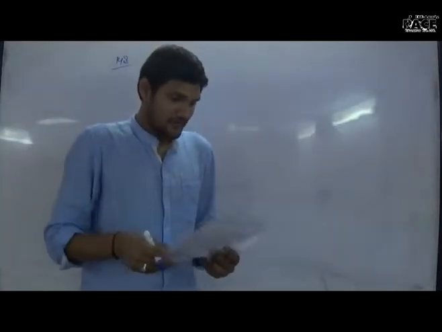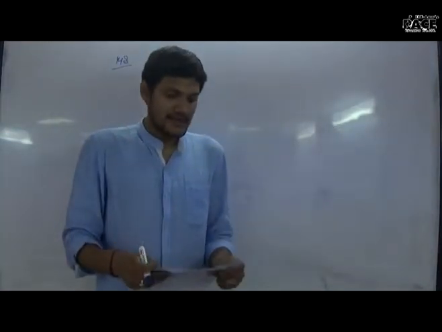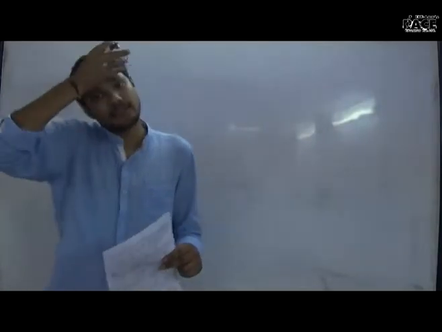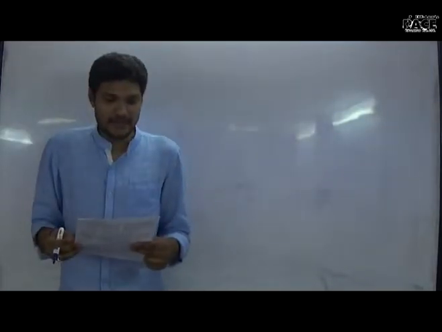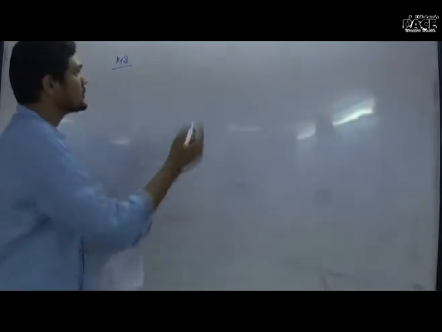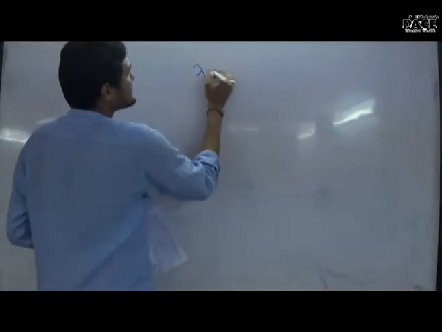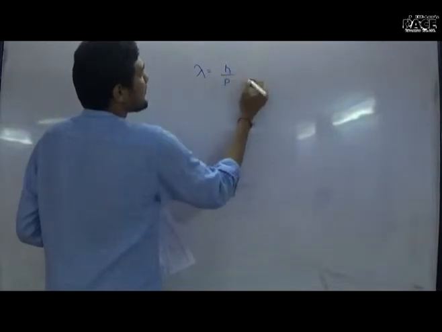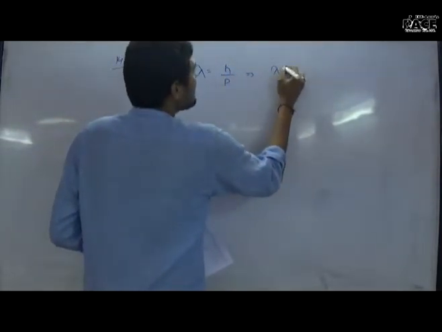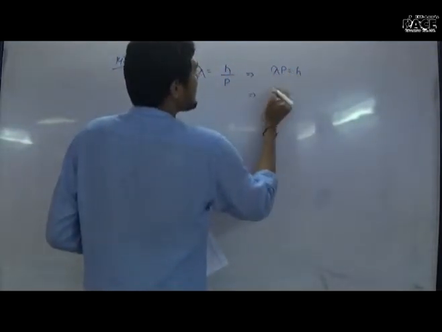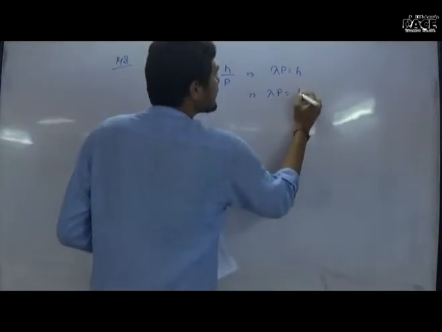For question number 148, there is a graph given between momentum and wavelength, basically momentum and de Broglie wavelength. De Broglie's relation, as we know, is lambda is equal to h upon p. So we can say that lambda p is equal to h. This implies that lambda p is a constant.